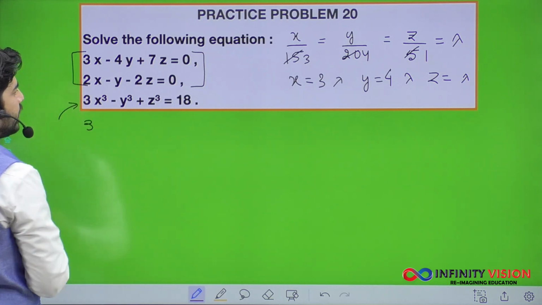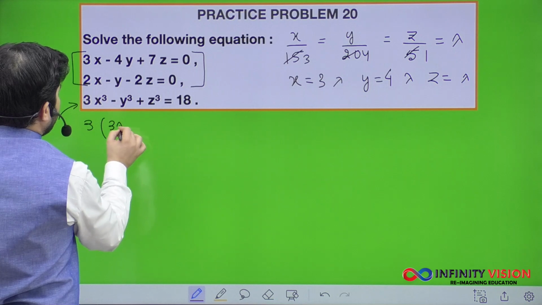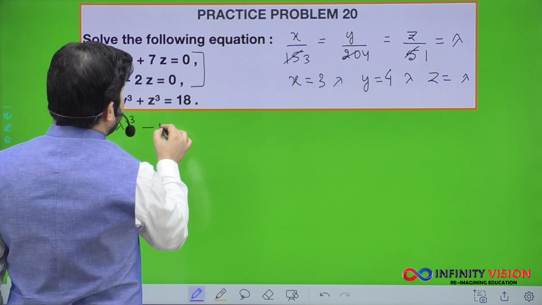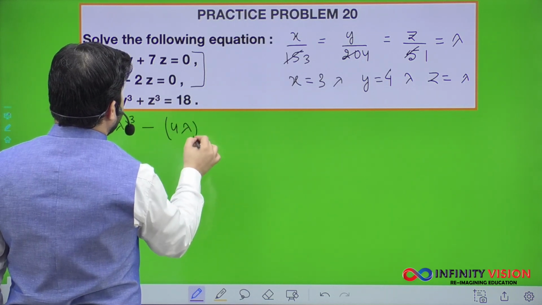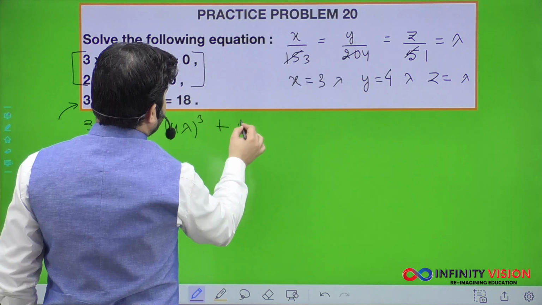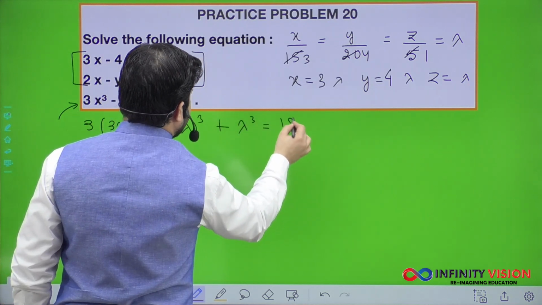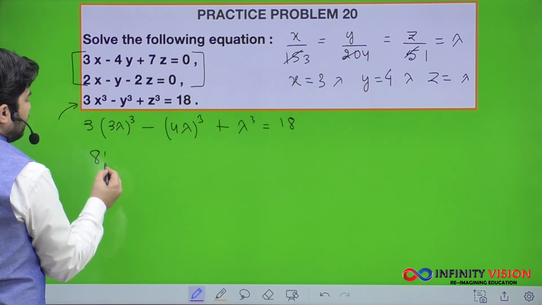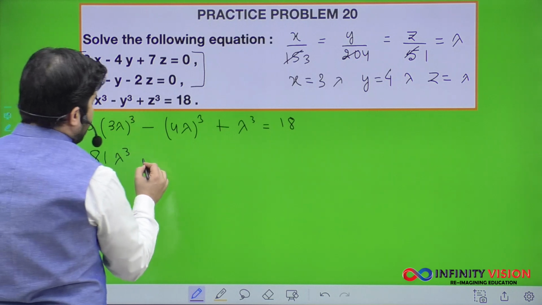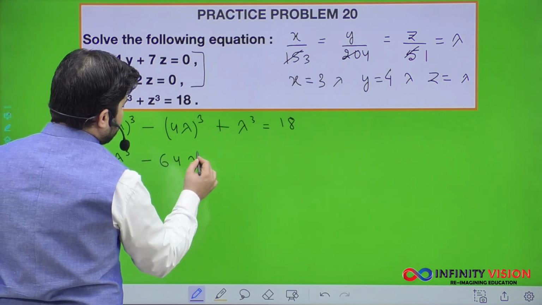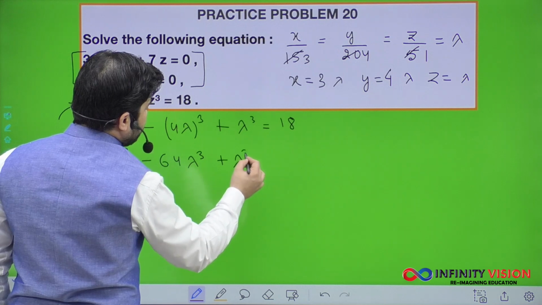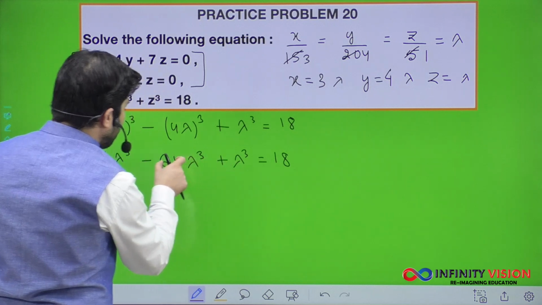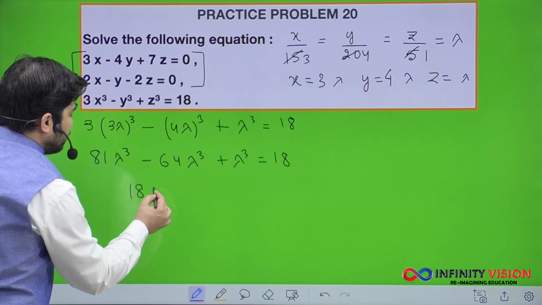So 3 into x cube, that is going to be 3 lambda whole cube, minus y cube. Y is nothing but 4 lambda, so I'm going to write 4 lambda cube. And z is nothing but lambda, so I'm going to write lambda cube equals 18. So this is like 27 lambda cube into 3, that is 81 lambda cube. And this is minus 64 lambda cube. And this is plus lambda cube equals 18.